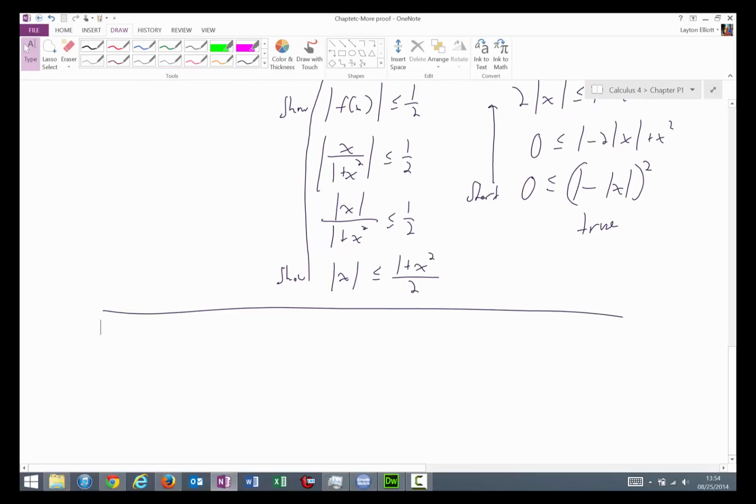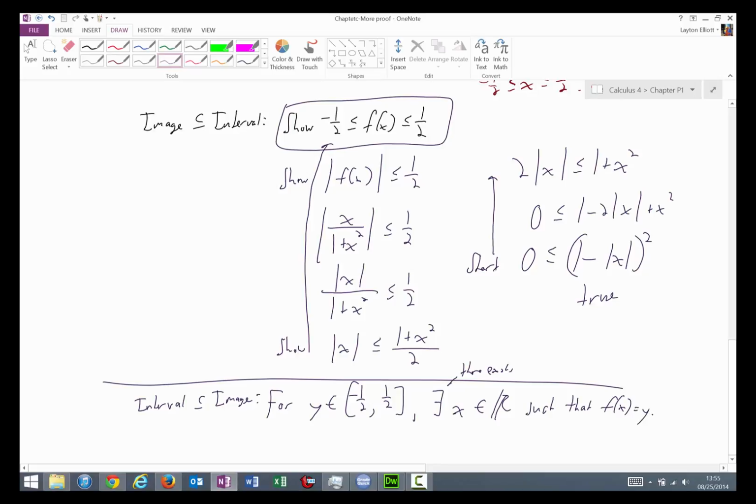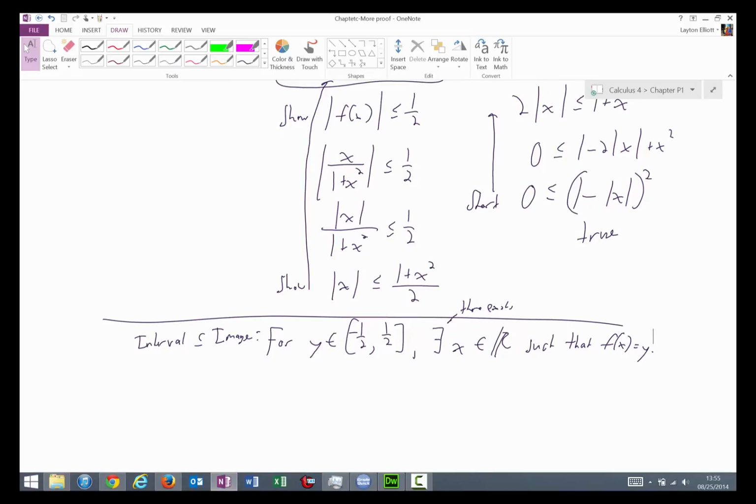So the next phase is to show that the interval is contained in the image. Which means that for y in -1/2 to 1/2, meaning for any value in -1/2 to 1/2, and I'm picking y because that's typically the one we use for an image or for a range, there exists, and that symbol means there exists, an x, a real number x, such that f of x equals y. So what I'm trying to say is that for every number in -1/2 to 1/2, there's some other number x, so that you can always assign that x to that y.